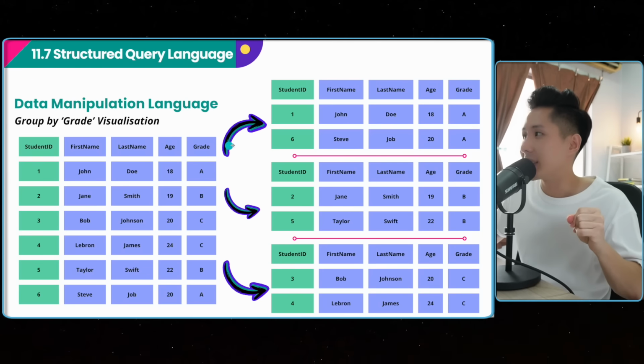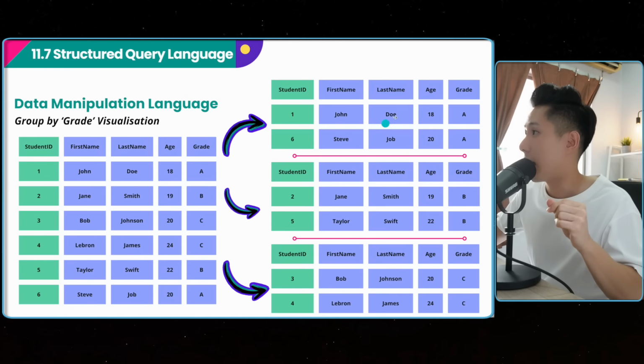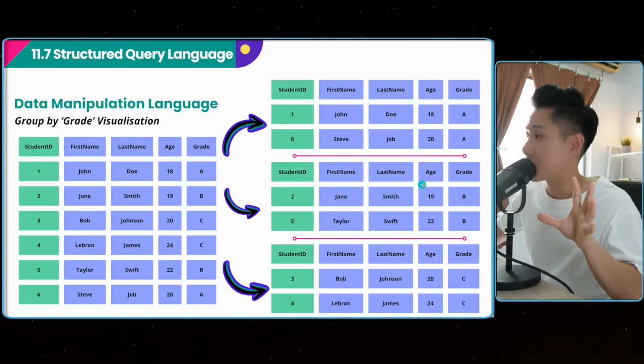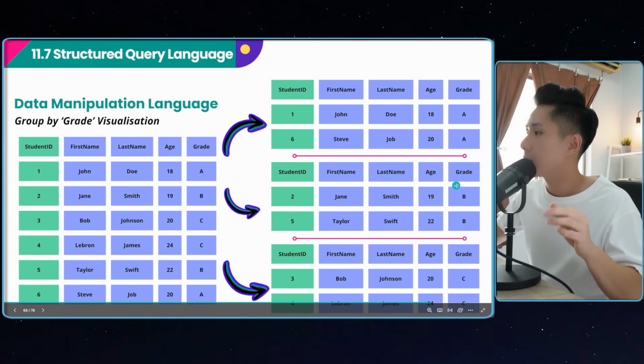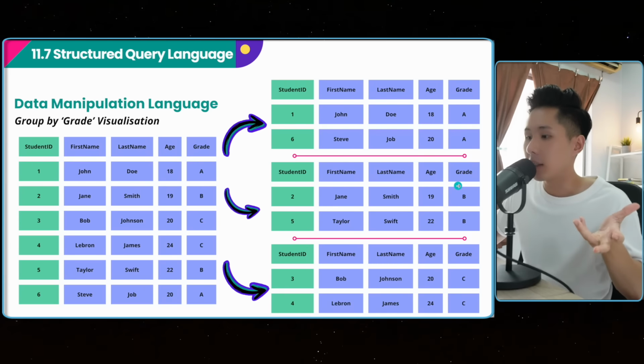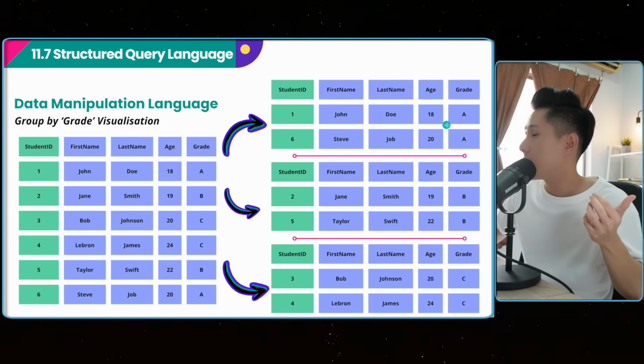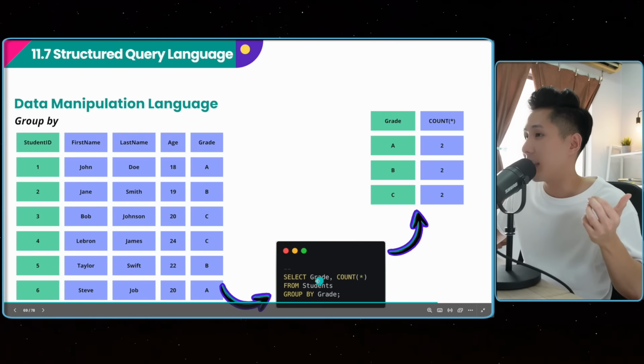And what happened is that the DBMS will then group these records. This is just a visualization that I'm showing you based on their grades. So A student will be here, B student will be here, C student will be here. So back to our scenario, I want to count how many students got A, B, or C. So this is when I can use a command like that.